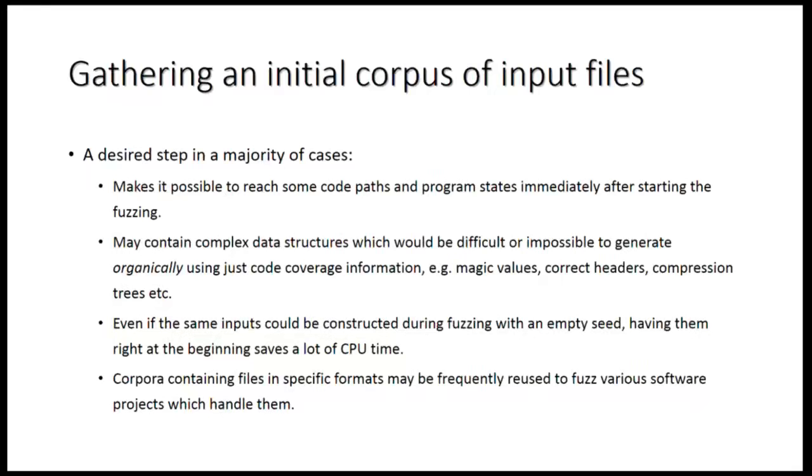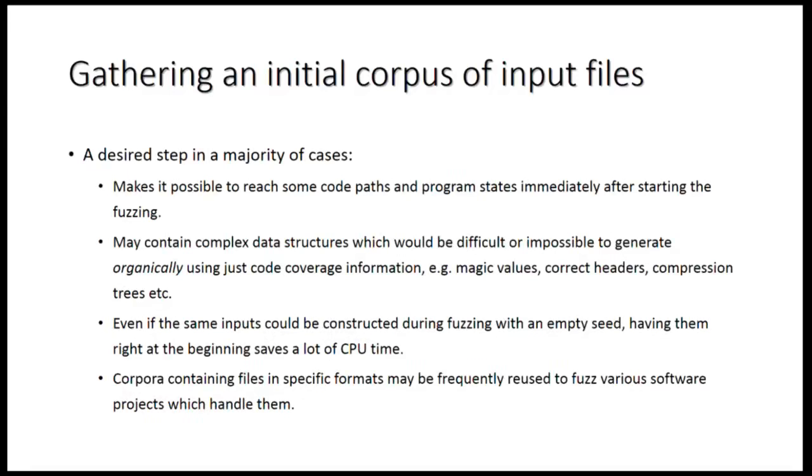So let's start with gathering the initial corpus of input files. Probably most people doing fuzzing actually go through this step because it is a desired step in a majority of cases for several reasons. Of course, it makes it possible to reach some code paths immediately after starting the fuzzing, so we don't have to recover all of this file structure by ourselves. We already have a good starting point.